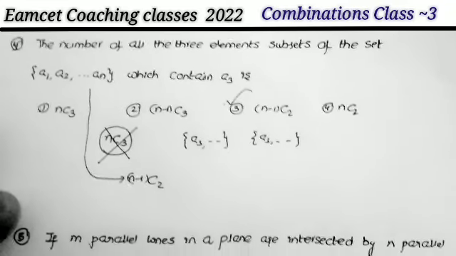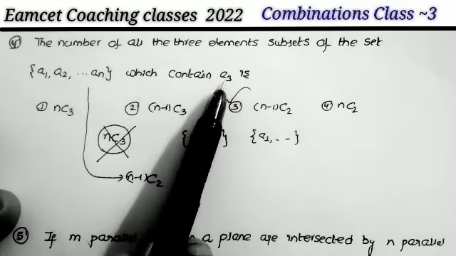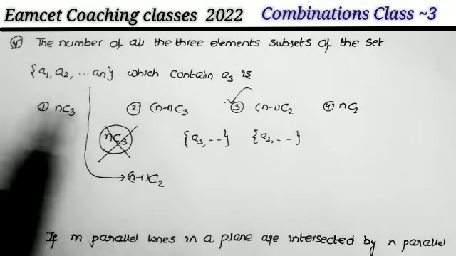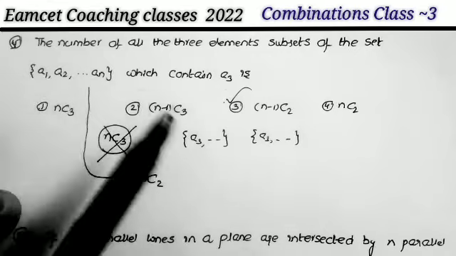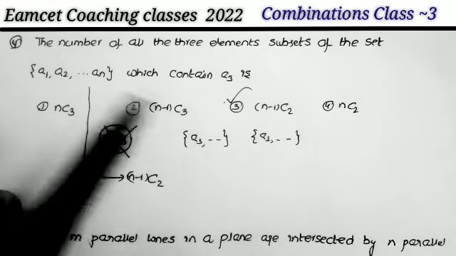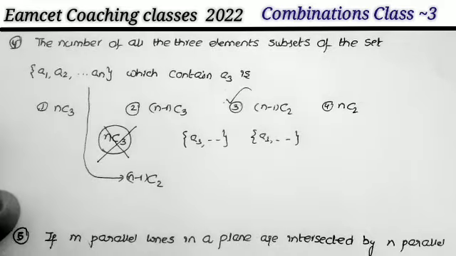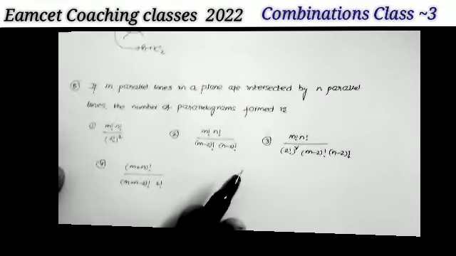Okay, 3 element set, but already one particular element is placed here. It is enough to select only the 2 elements. Since we already used one element, we have to select these 2 from the remaining elements. Remaining is equal to only n minus 1. Okay, this is the answer. Now see the next question.